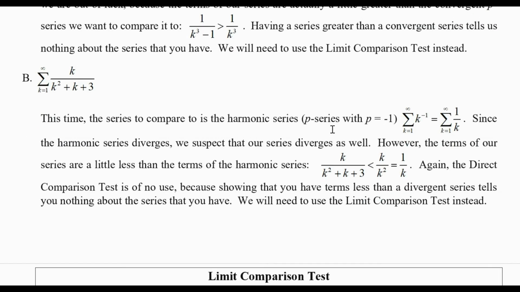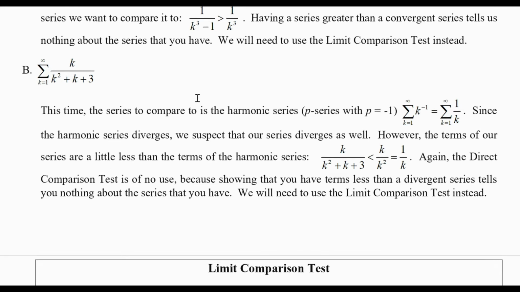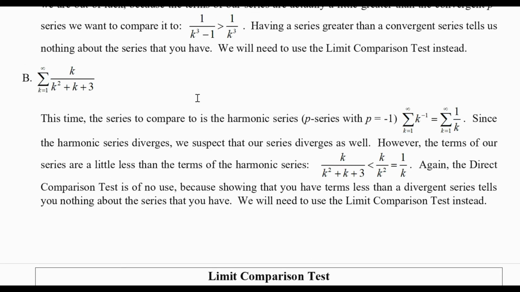Similarly, on this one, if we have the sum from k equals 1 to infinity of k over k squared plus k plus 3, the k plus 3 is not as important as the k squared. The k squared dominates in the bottom, so you can get rid of the k plus 3 and replace it by just k squared, so you've got k over k squared, which is 1 over k. Hey, that's the harmonic series, or a p-series with p equal to 1. That's going to diverge. So we suspect that this one diverges as well.